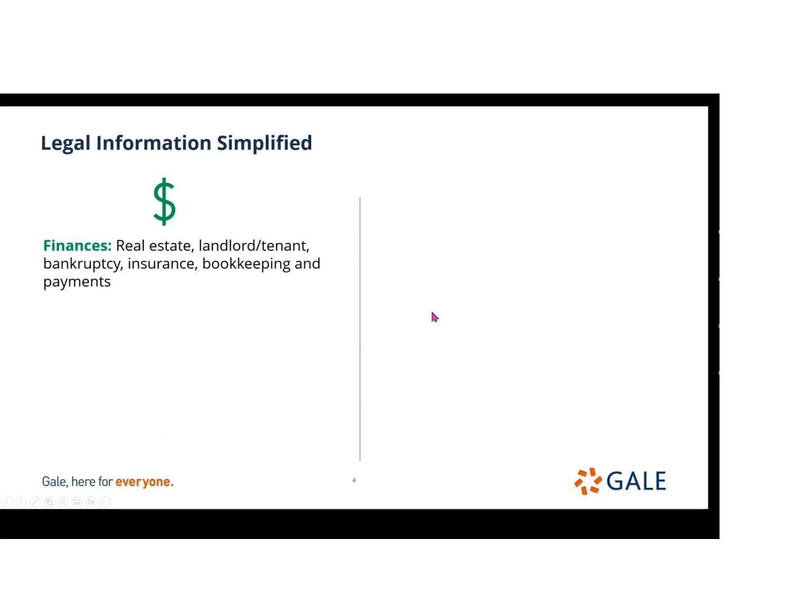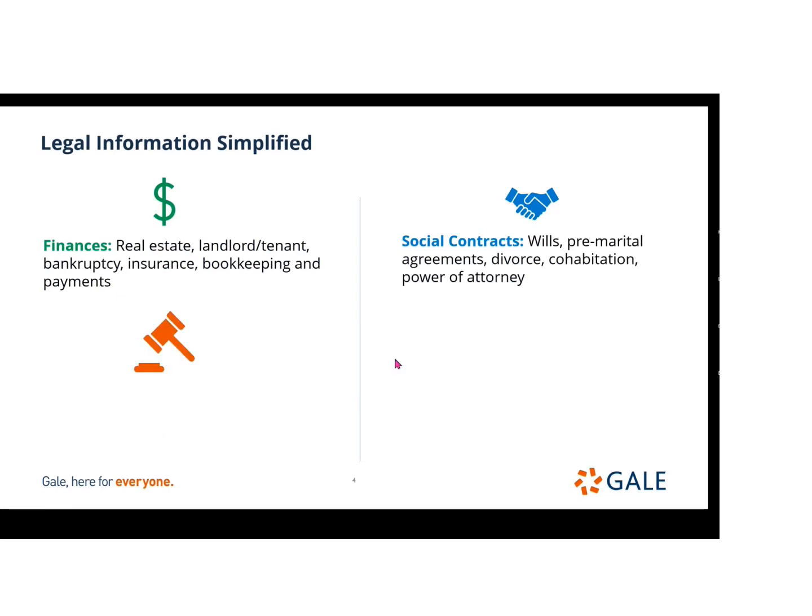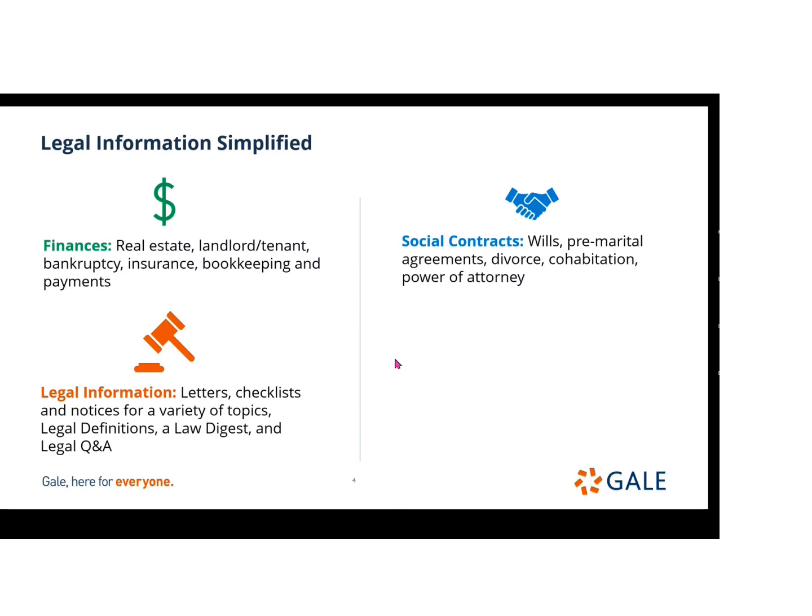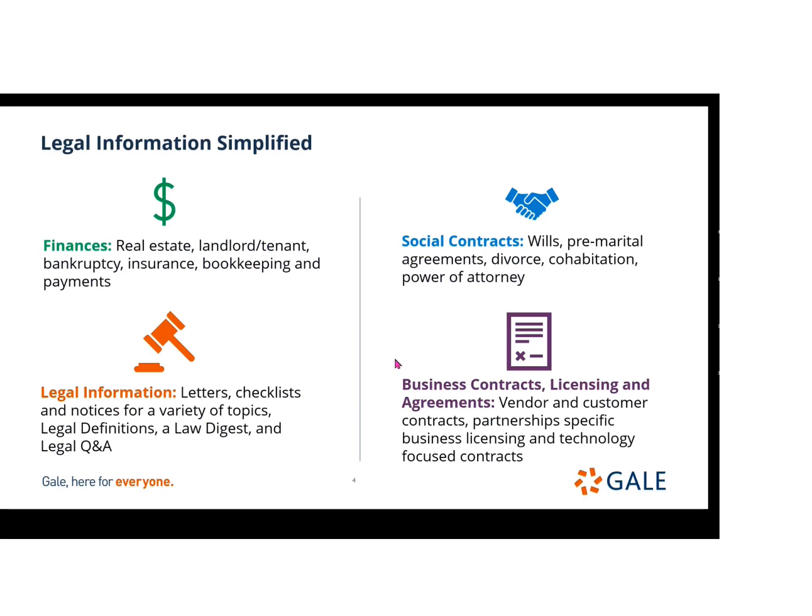Under the category of finances, like I said, we have real estate, landlord-tenant, bankruptcy, insurance, bookkeeping, and payments. Different social contracts, including marriage, divorce, cohabitation, and power of attorney. Different legal information, including letters, checklists, legal definitions. And then business contracts, including vendor and customer contracts, partnerships, and really there's a lot more small business on Legal Forms. And since we're reviewing Business Plan Builder today, I wanted to show some of the small business reasons why you might use Legal Forms.